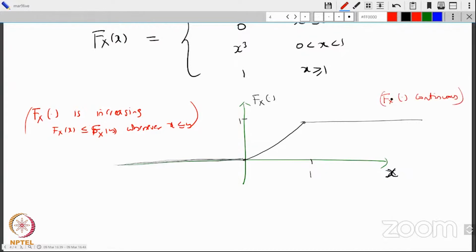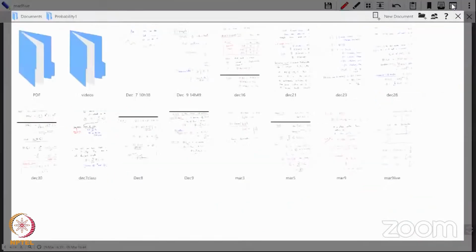Another property you notice is that as you go towards minus infinity, f sub x converges to 0. And as x goes to infinity, f sub x of x converges to 1. And in between, the function is between 0 and 1. So these are important properties of the distribution function that you should observe. Let me just recap.